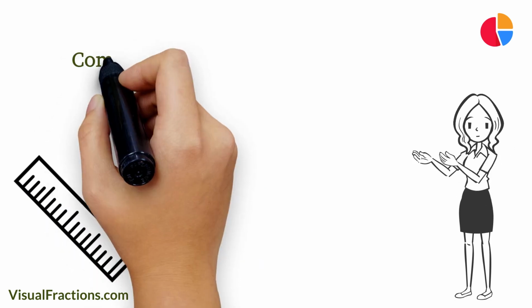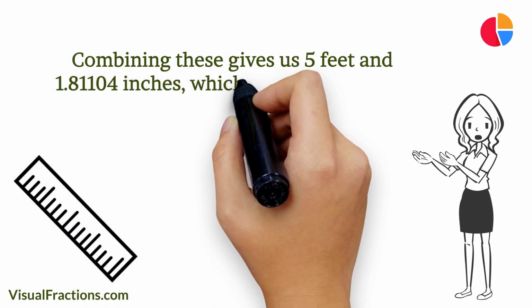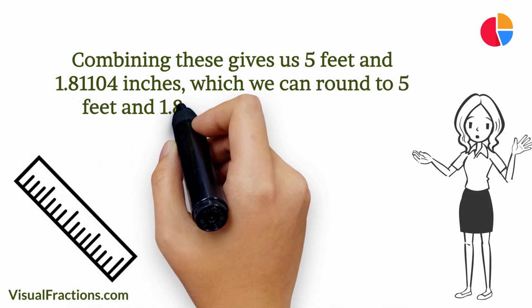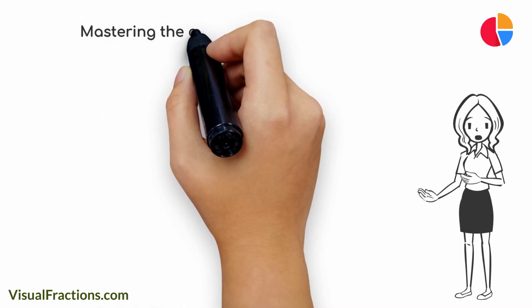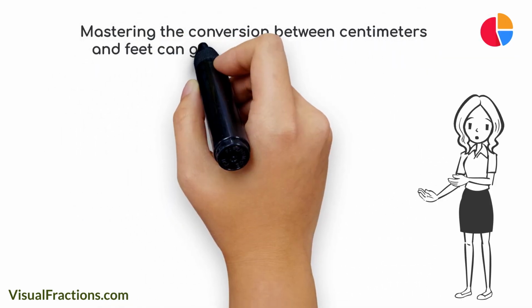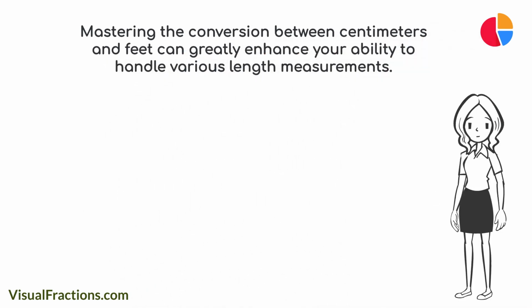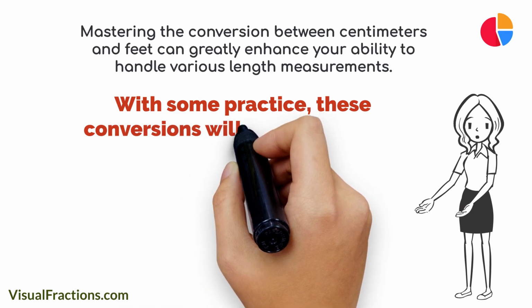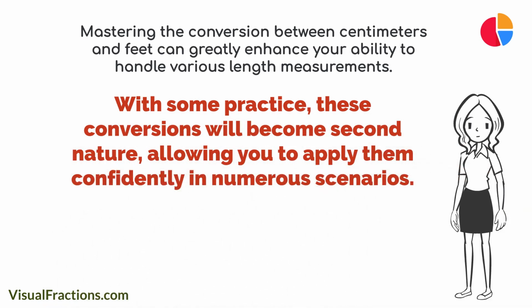1.81104 inches. Combining these gives us 5 feet and 1.81104 inches, which we can round to 5 feet and 1.81 inches for simplicity. Mastering the conversion between centimeters and feet can greatly enhance your ability to handle various length measurements. With some practice, these conversions will become second nature, allowing you to apply them confidently in numerous scenarios.